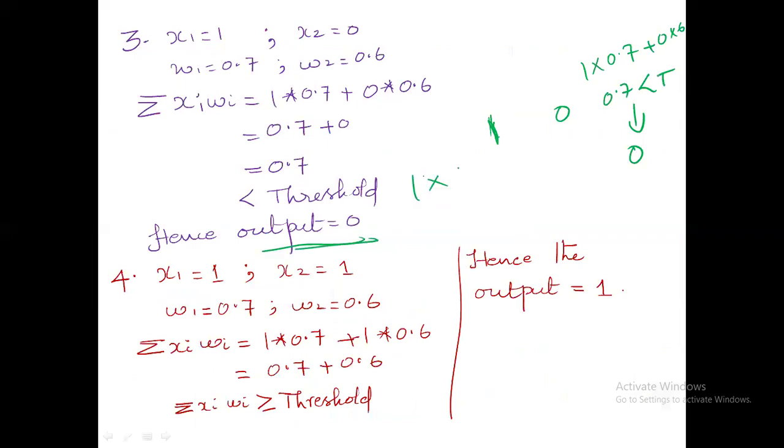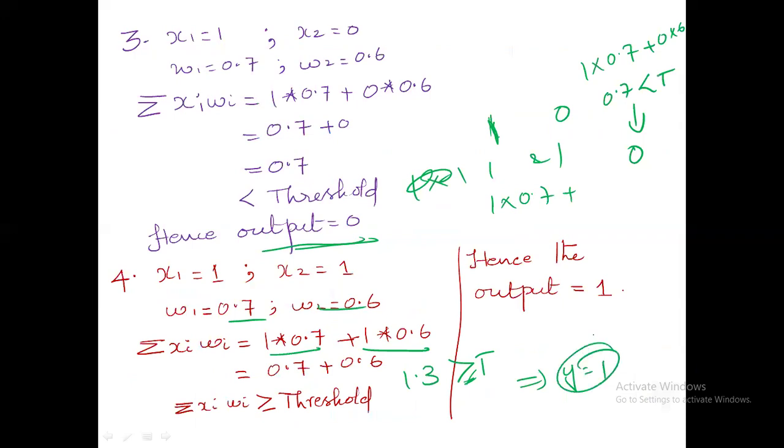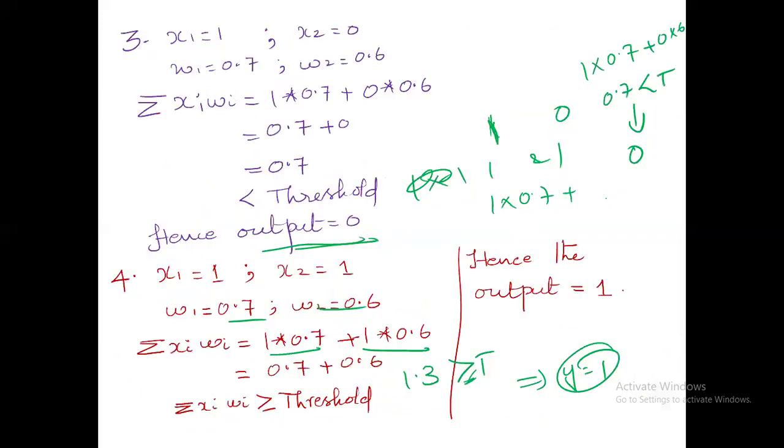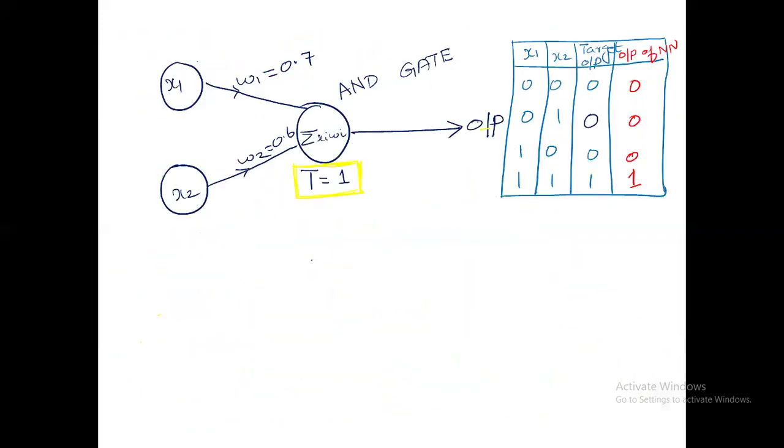Fourth pattern is what? 1 and 1. 1 into 0.7 plus 1 into 0.7 plus 1 into 0.6. We are getting 1.3. It is greater than or equal to the threshold value. So the output is 1. So this matches with the targeted output.